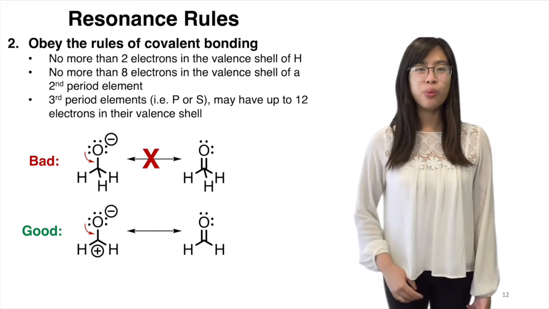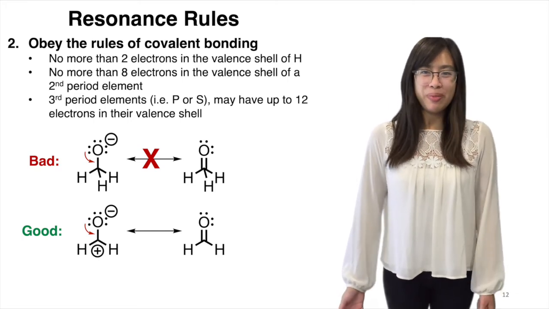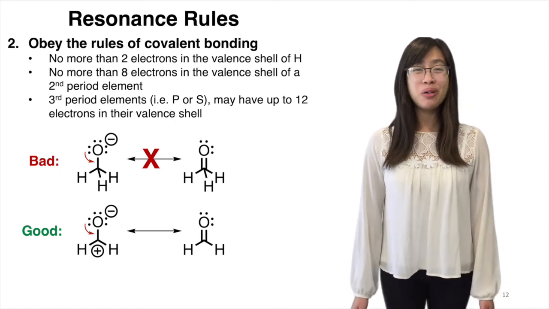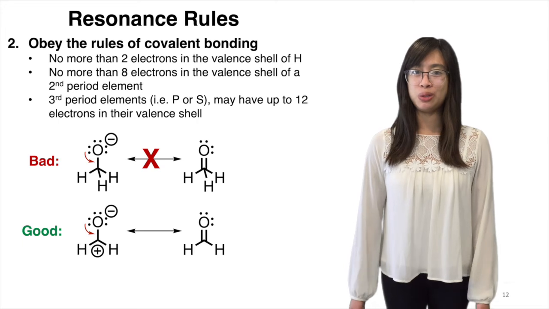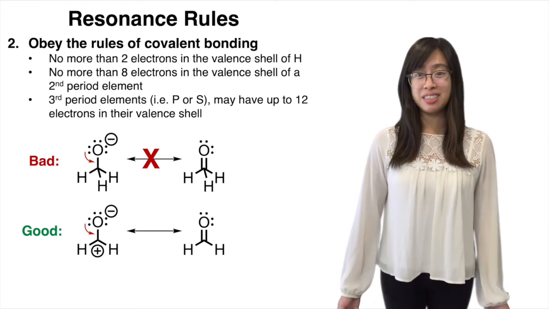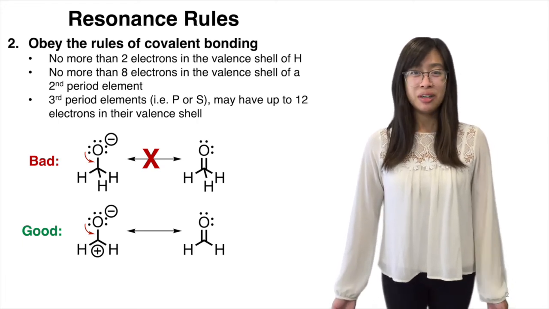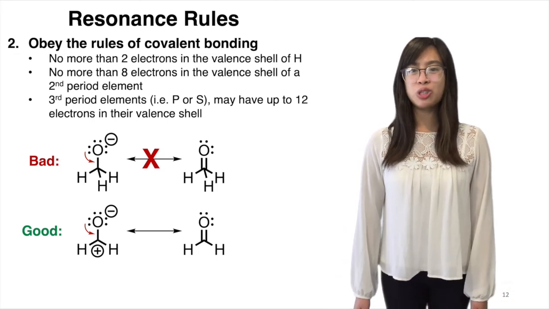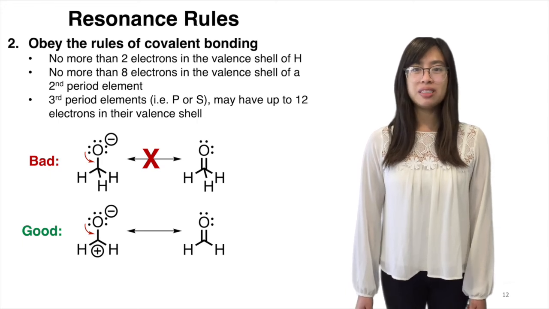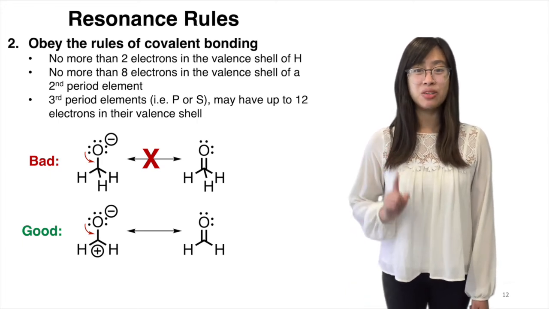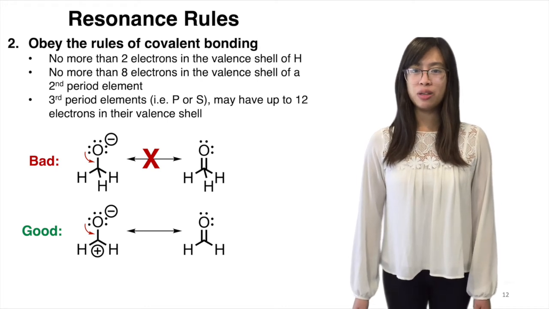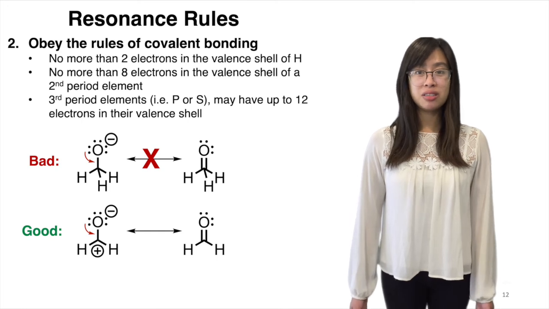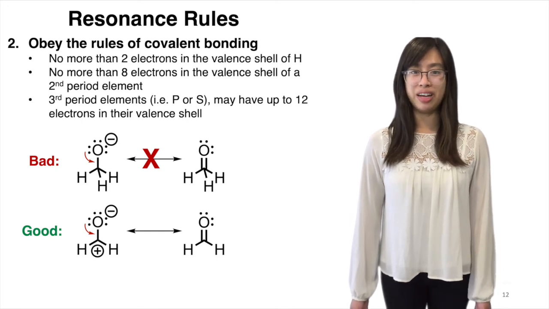Rule number 2, obey the rules of covalent bonding. It may seem funny that rule 2 is another rule, but look no further, because this is one of the most common mistakes I've seen from students who are attempting to draw what they think is a resonance contributor, but sadly it isn't. So just to refresh your memory on covalent bonding, recall that there are no more than 2 electrons in the valence shell of hydrogen, which means hydrogen can only form one single bond. Elements in the second period can hold up to 8 electrons, and in the third period, with the exception of phosphorus and sulfur, can have up to 12 electrons in their valence shell.